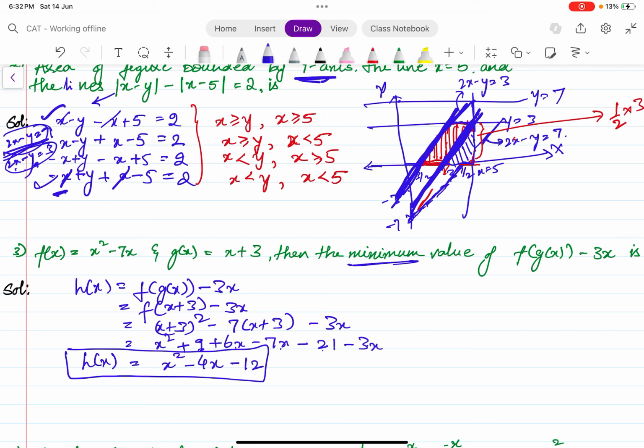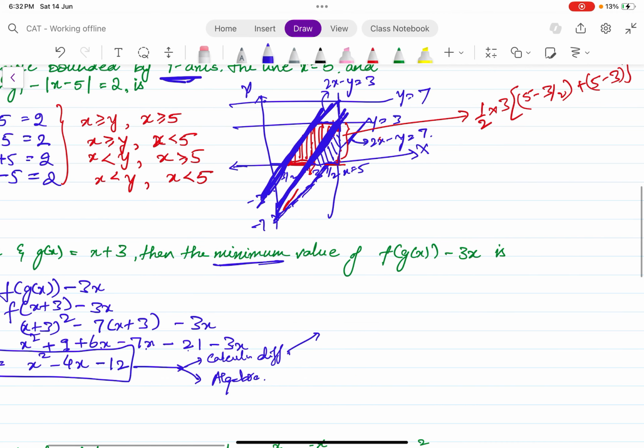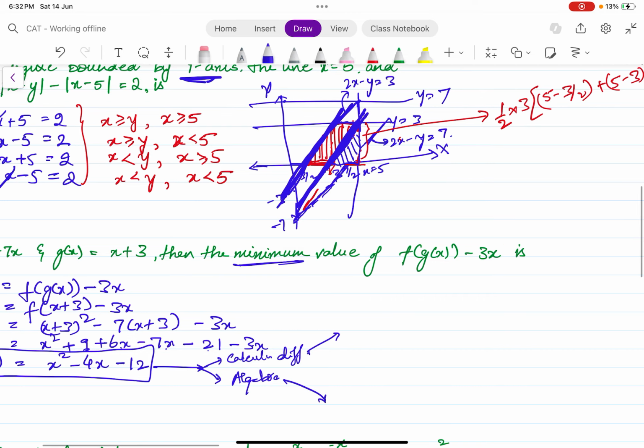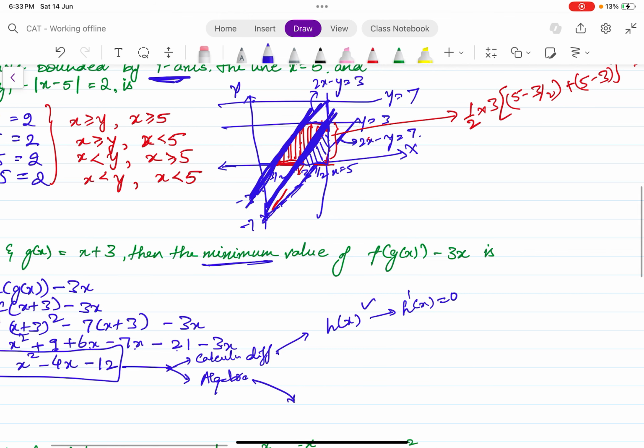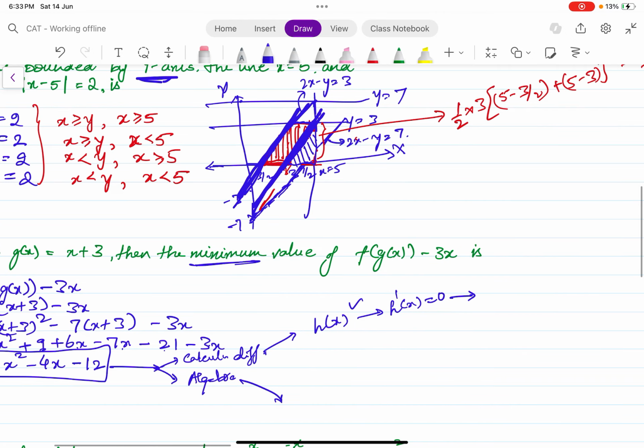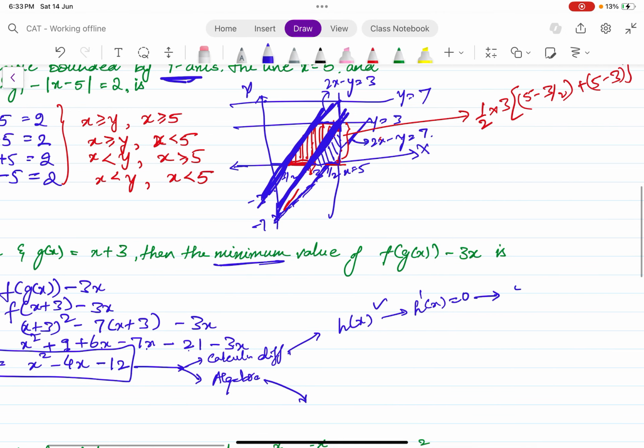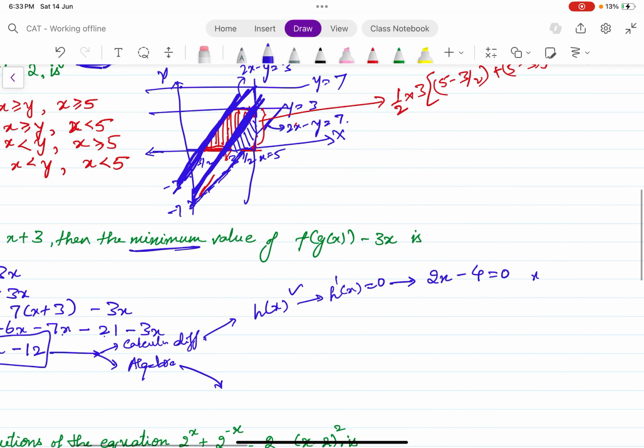Now they're asking for the minimum value of this function. There are two methods to solve this. One is through calculus, which is differentiation, or to try and apply algebraic techniques here. So first let us do it using calculus, and then we'll come to the algebra method. Calculus is straightforward. So h of x is known. All you have to do is put h dash of x equal to 0. So what is h dash of x? h dash of x is the first derivative of this function, which is 2x minus 4 equal to 0. So x is equal to 2.